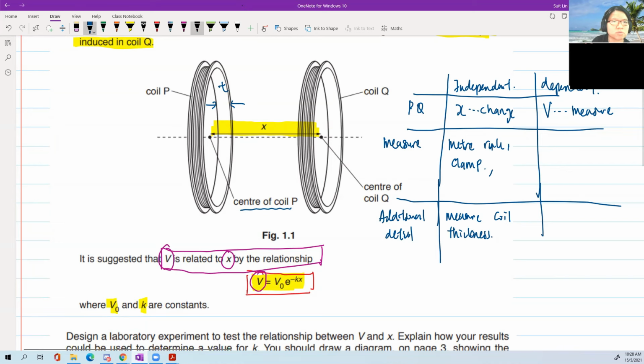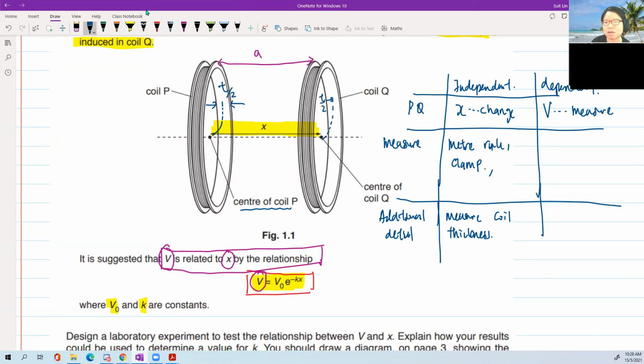So what I could do is I could measure the distance from here to here, the edge to the edge of the coil. Maybe this is A, whatever alphabet you want to give it. Okay, so then you will measure the thickness and then T over 2 here because you want to measure to the center. Okay, and then T over 2 here as well.